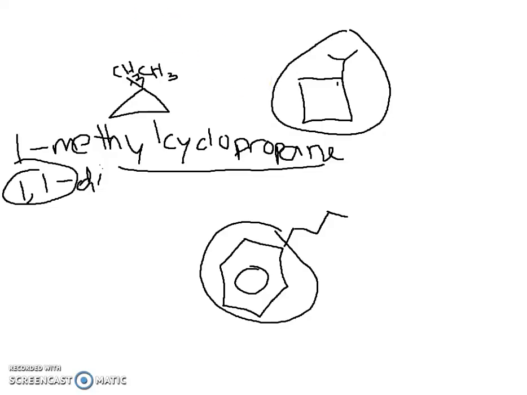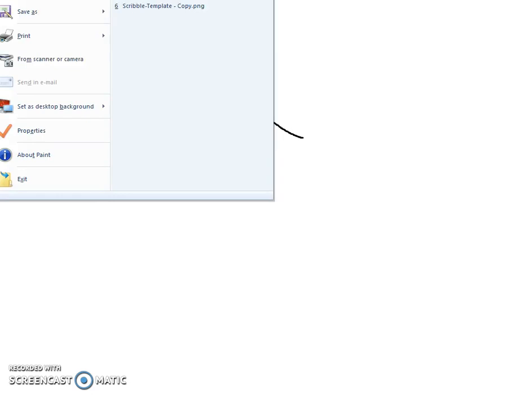2-phenylpropane. Okay, so let's take a look at something. So let's say I had carbons like this, and then here I had a benzene attached. Okay, we're starting over. 1, 2, 3. Okay, this is as good as it's going to get.